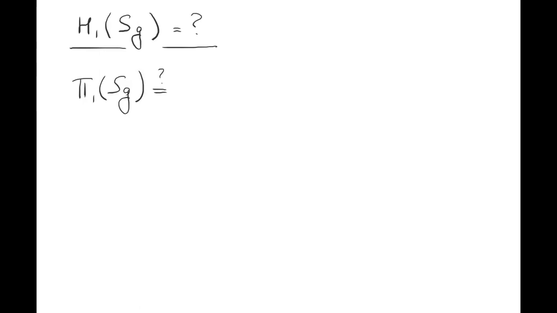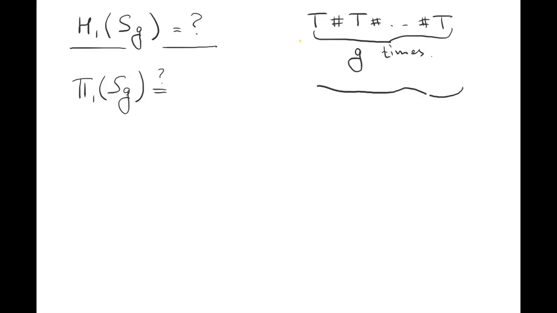What is S sub G? This is just T connected sum with T, connected sum with T, G times. Ah, okay, thank you. So this is just... oops, sorry. We have 1, 2.